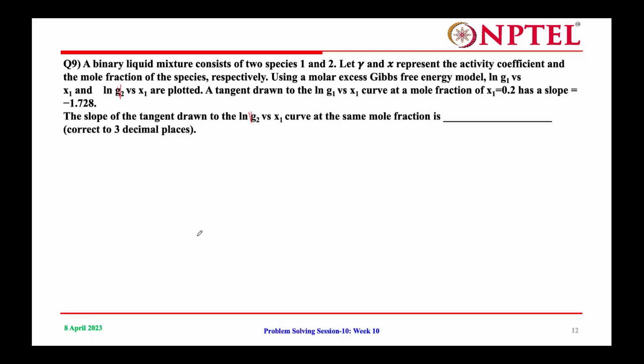So you know the Gibbs-Duhem equation: x1 d ln gamma 1 / dx1 plus x2 d ln gamma 2 / dx1 equals 0. So this is a slope. At 0.2, given, I have to calculate this. So put the values here: x1 is given as 0.2 and x2 is equal to 0.8.